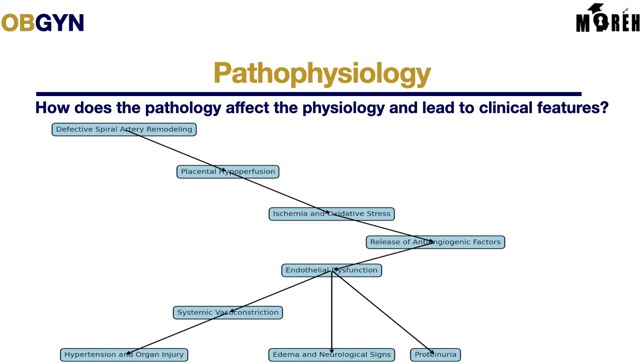Which causes placental hypoperfusion. Now, when placental hypoperfusion occurs because of the defective remodeling, the placenta begins to incur hypoxic and ischemic injuries. So there's low oxygen going to the placenta, there's low perfusion of blood going to the placenta, which sets off a cascade of events, and ultimately this leads to ischemia and oxidative stress.